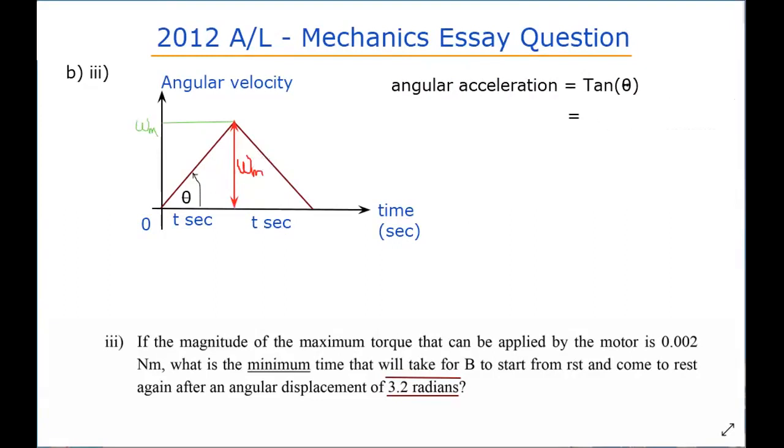So angular acceleration means tan theta. Tan theta means opposite side divided by adjacent side. The length of the opposite side is omega m, divided by the adjacent side, which is simple t. Write it there. So we have obtained an expression for angular acceleration: omega m divided by t. Complete it there.